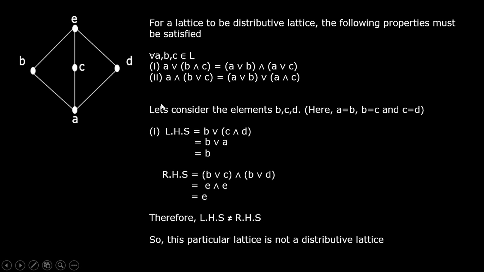So I will not proceed further because the first condition itself is not satisfied. There is no point moving to the second condition. Also, since for the first three elements these two conditions, or any one of the two conditions, are not satisfied, we need not consider any other possible combinations of other three elements. So we can clearly see here that this particular lattice is not a distributive lattice.